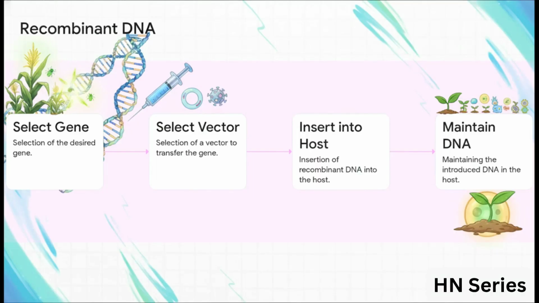So how's it actually done? Well, it's this really elegant four-step dance. First, you have to find the exact gene you want. Let's say it's a gene that makes a plant resistant to bugs. Next, you need a little biological taxi to carry that gene into a new cell. We call that a vector.